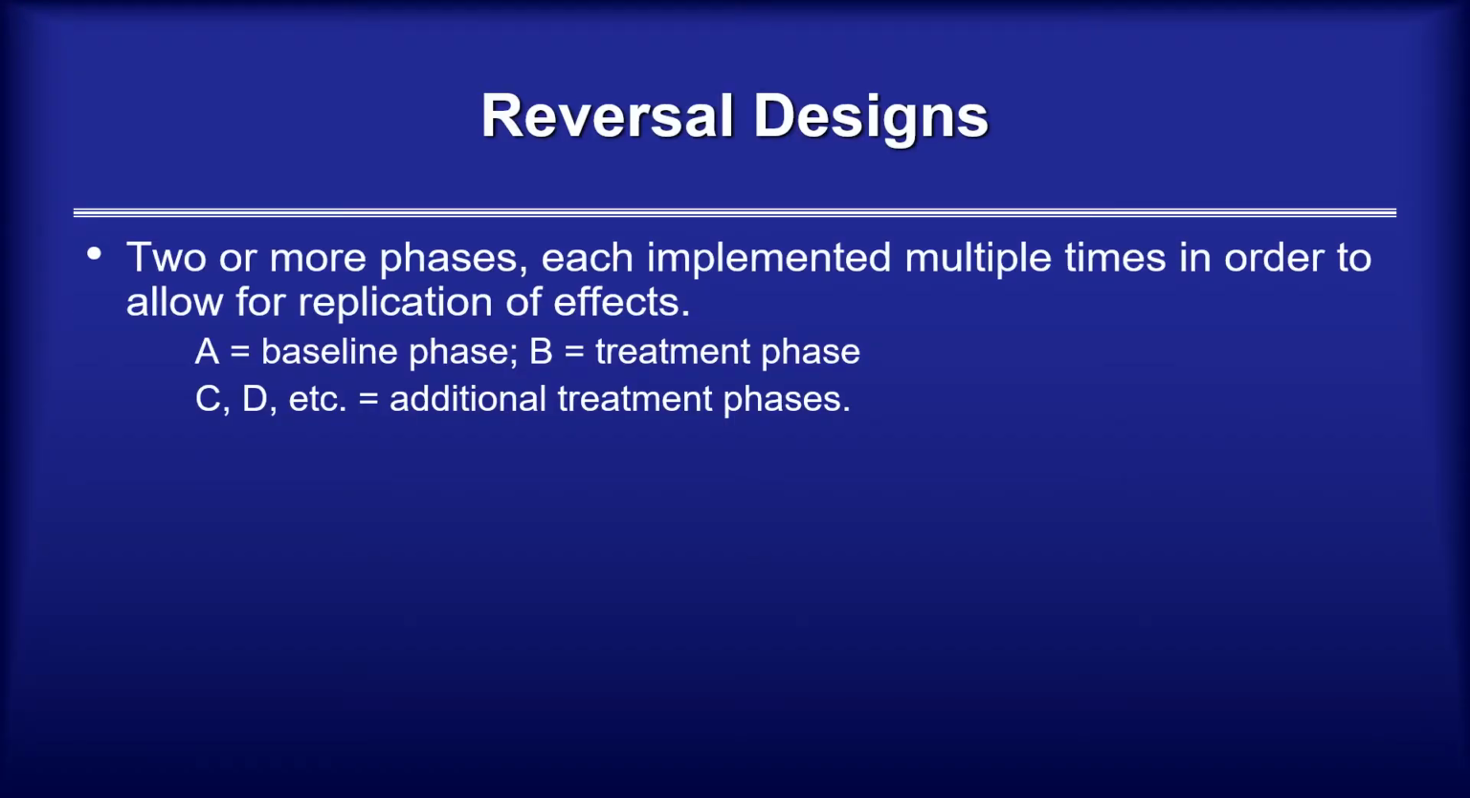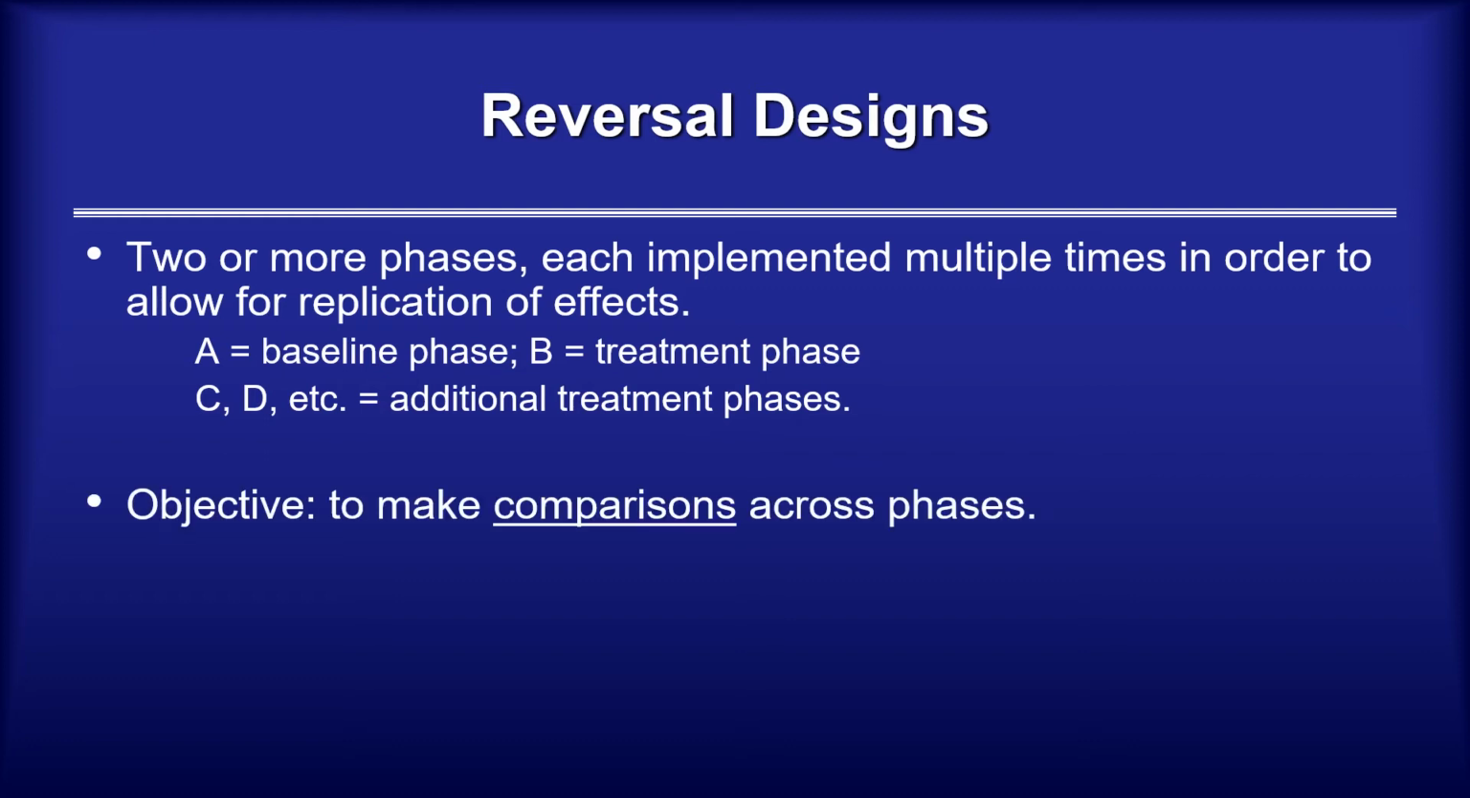Now we'll begin to talk about reversal designs, commonly considered to be the strongest of the single subject experimental designs in terms of allowing for demonstration of a functional relation. A reversal design has two or more phases, each implemented multiple times in order to allow for replication of effects. A represents the baseline phase, B represents the treatment phase. Other letters, C, D, etc., may represent additional treatment phases. The objective is to make comparisons across phases. Are there differences from phase to phase? And if there is a difference, can we attribute them to a change we made in the independent variable?